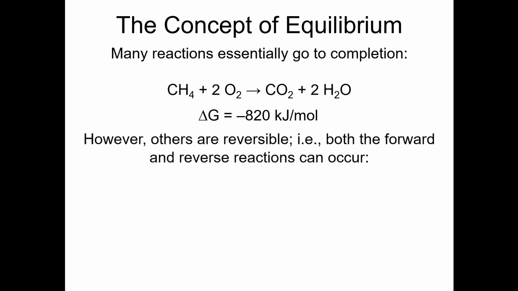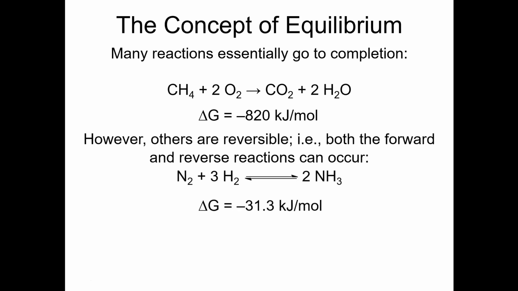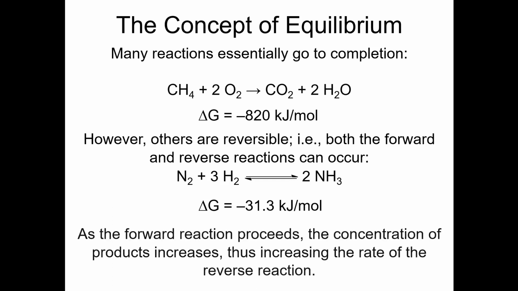But if you have something where the reactants and products are reasonably similar to each other in potential energy, this is what's called the Haber process, which is the synthesis of ammonia from nitrogen gas and hydrogen gas. Well, the delta G for this reaction is not zero, but it's a lot closer to zero than this. It's within the range of what a typical activation energy barrier would be, which means that although the forward reaction is faster than the reverse reaction, they can still both occur.